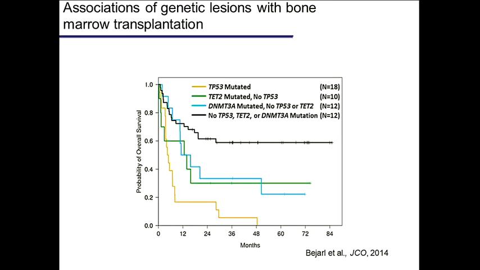To validate this, since this was only in 90 patients, we have gone to the National Registry, so we're now sequencing 1,700 patients who were transplanted for MDS around the country and doing this analysis. So hopefully we can make a definitive statement about who should be transplanted based on genetics.